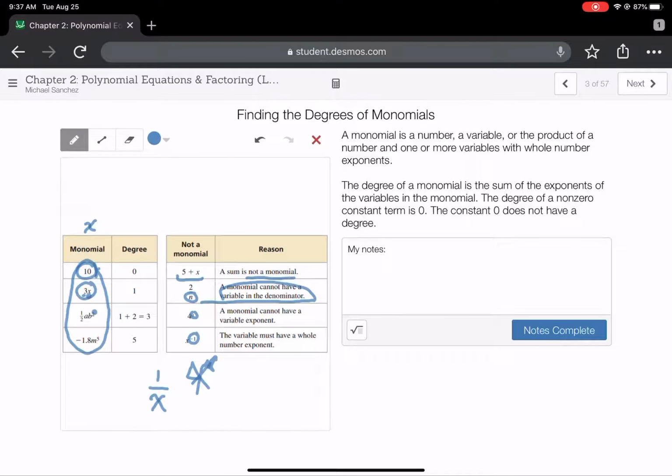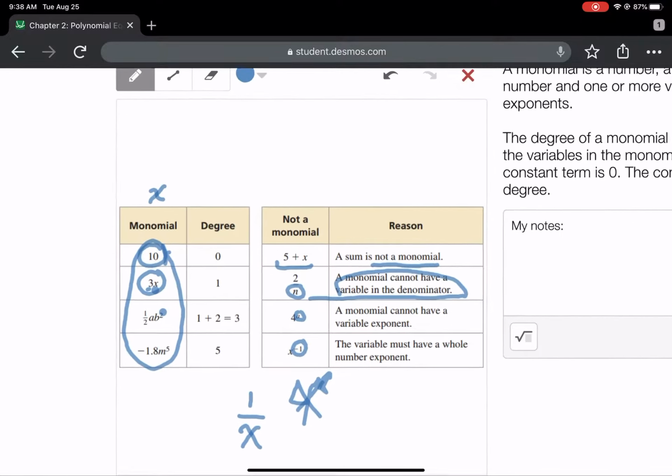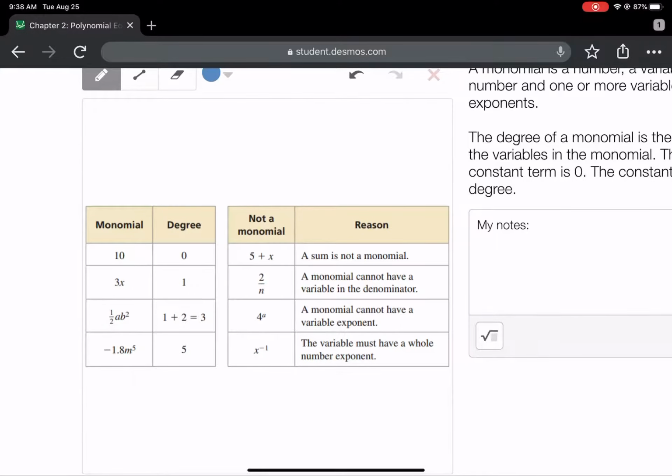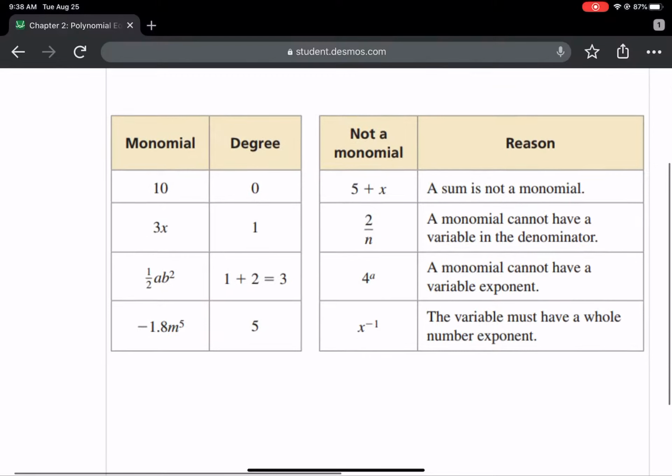The degree of a monomial is the sum of the exponents of the variables of the monomial. The degree of a non-zero constant term is 0. The constant 0 does not have a degree. What that means is we're going to take the degree of all the variables. This first one here doesn't have a variable, doesn't have a letter, so we call it degree of 0.